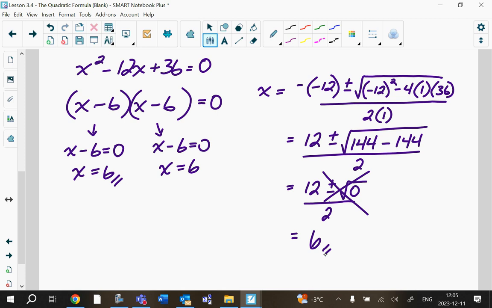But that being said, there are some times when I will say, I want you to solve this by factoring. Then you have to. If you do it this way, then you have to. Thanks for stating the obvious.